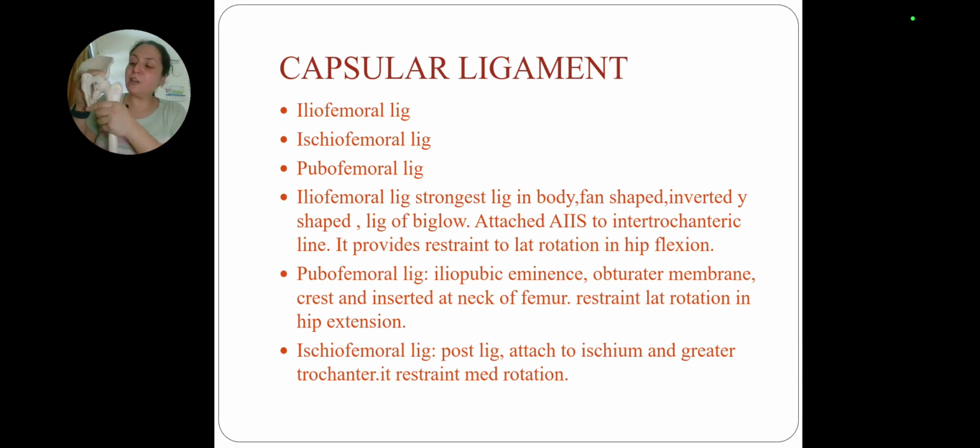And this is the ischium. It arises from the ischium and gets inserted at the greater trochanter. Now it restrains the medial rotation. So the iliofemoral restrains lateral rotation in hip flexion. The ischiofemoral restrains medial rotation in hip flexion, whereas the pubofemoral restrains lateral rotation in hip extension.